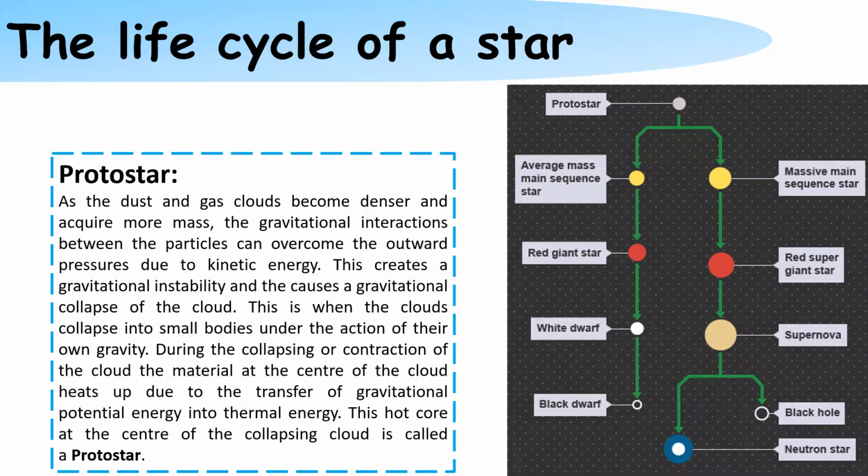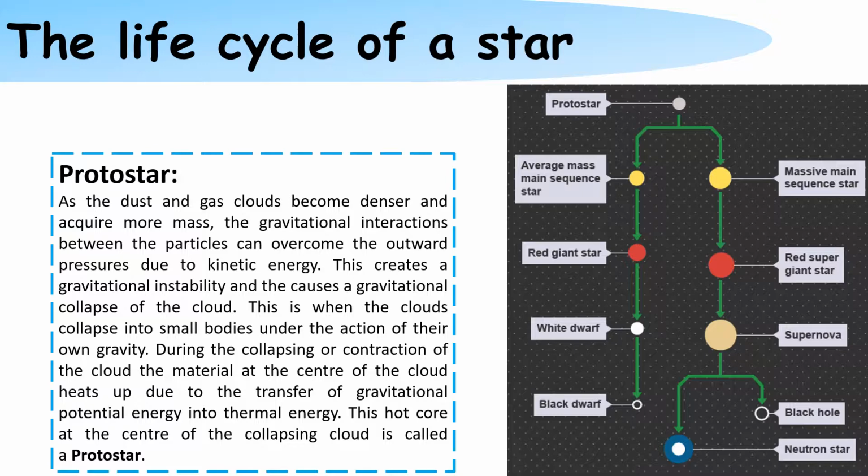As the dust and clouds become denser, they acquire more mass. The gravitational interactions between the particles can overcome the outward pressure of kinetic energy. This creates a gravitational instability and causes a gravitational collapse of the cloud. This is when the clouds collapse into small bodies under the action of their own gravity.